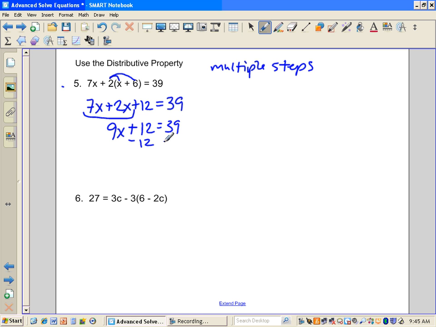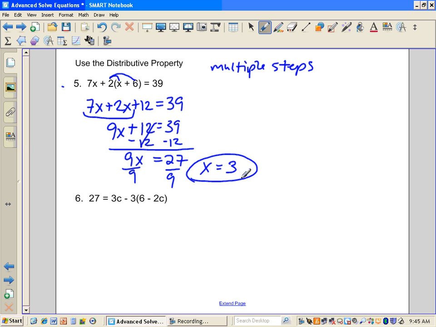I subtract 12 on both sides to try and get the x by itself. 9x is equal to 27. Divide by 9. X is equal to 3. Still check if I plug in 3 here. 3 plus 6 is 9 times 2 is 18. 3 times 7 is 21. 21 plus 18, that's 39, so that works.